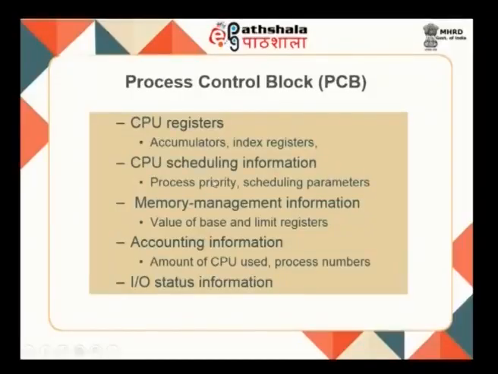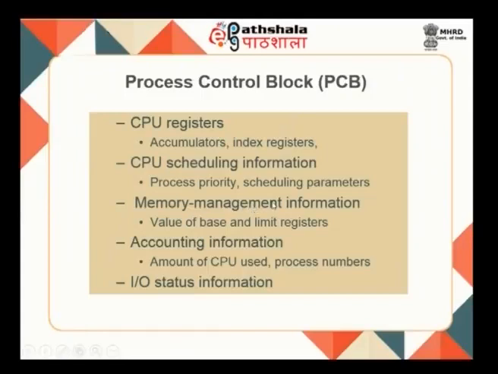And then you have the program counter value. As I told you, it is the address of the next instruction to be executed. And then you have the values of different registers, say accumulators, index registers, etc. All these are maintained. And then say CPU scheduling information. The process can be assigned a process priority, the priority is maintained, and different scheduling parameters can be maintained.